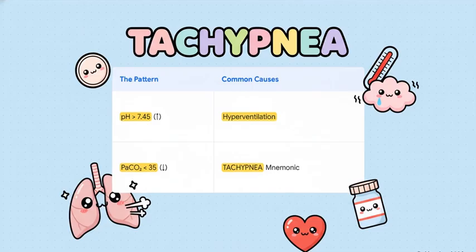All right, let's flip the coin and talk about the exact opposite, respiratory alkalosis. Now, instead of breathing too slow, our patient is breathing way too fast. They're hyperventilating. They're blowing off all of their acidic CO2, and with less acid, the pH goes up, becoming more alkaline, above 7.45. And just like before, we've got a great mnemonic for you, TACHYPNEA. This covers things like a high temperature, anxiety, pain, basically anything that would make someone breathe really, really fast.